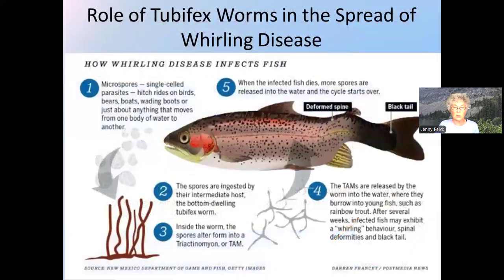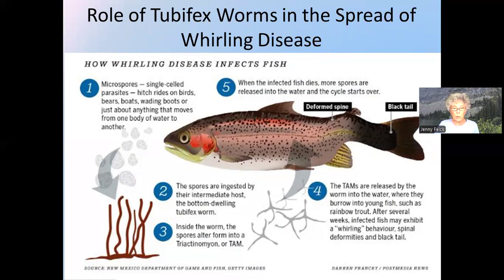Native bottom-dwelling tubifex worms, as they filter the water, ingest the single-celled spores. Once swallowed, the spores alter their form, becoming something called triactinomyxons, or TAMs for short, which can survive in the worm's gut. If a fish eats a tubifex worm containing these spores, it gets infected. TAMs also get released into the water when the tubifex worms defecate.